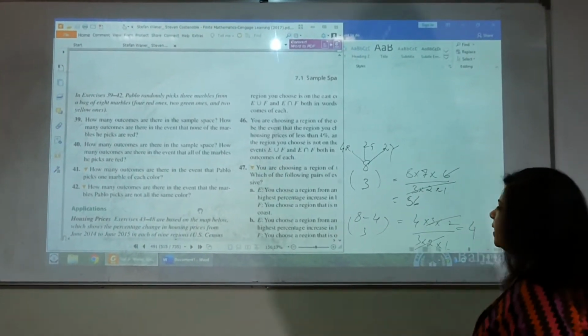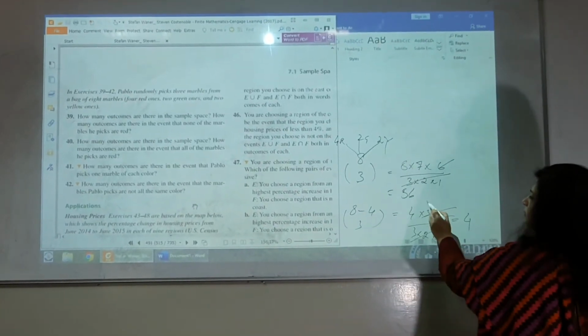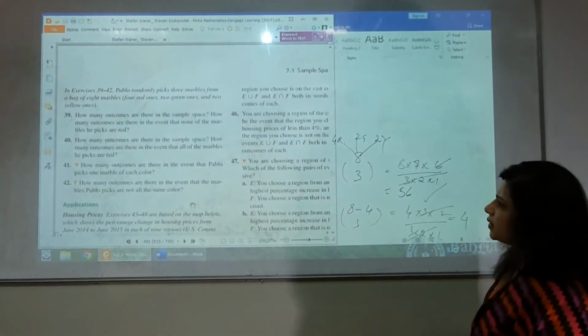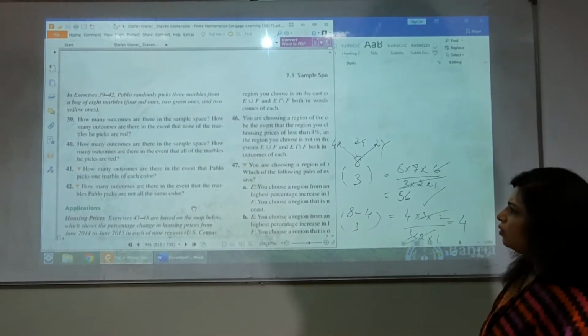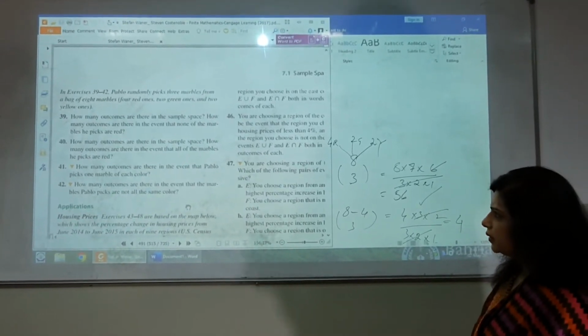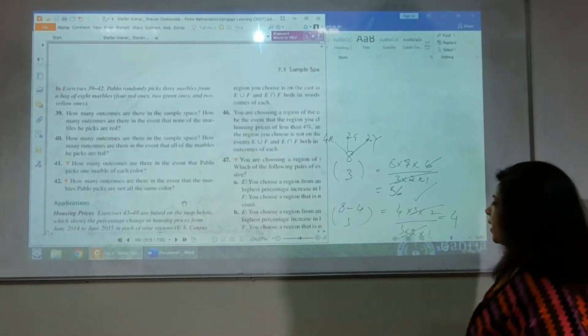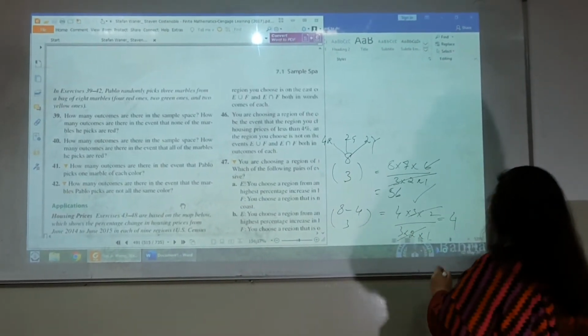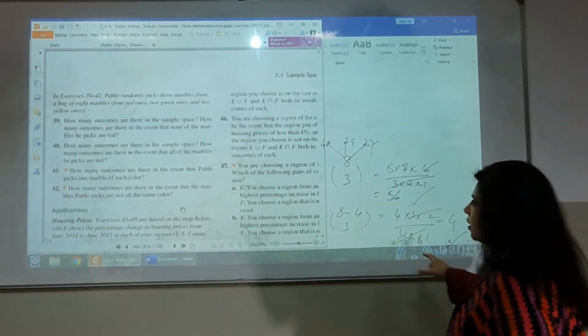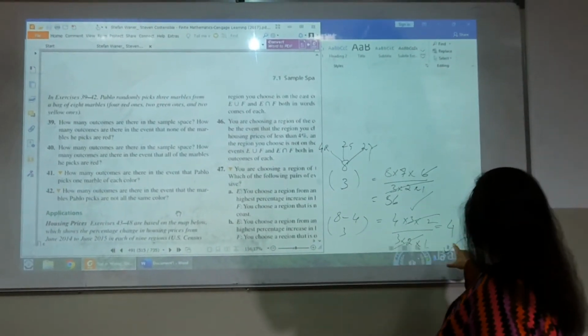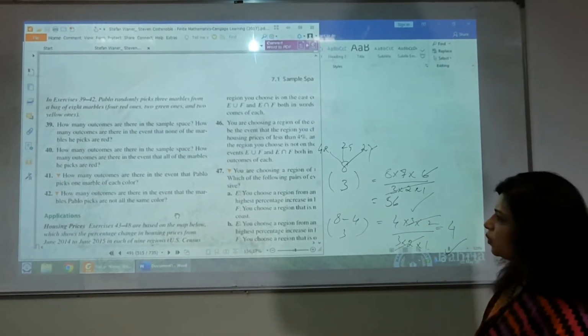Again, question 40, how many outcomes? 56. And then it says, in the event that all marbles he picks are red. Okay, so in that case again we would have the same answer, because if all the ones he picks are red, would mean that, okay, now there is something different about this one.